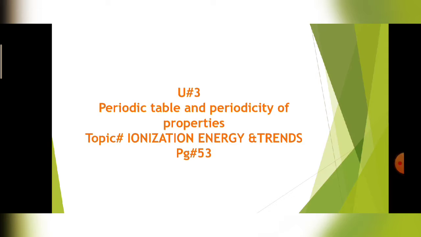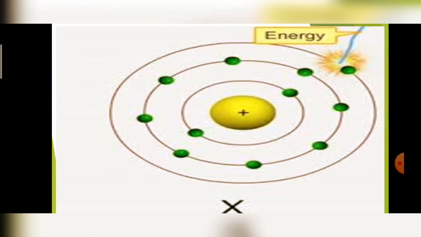Let's start our today's topic, ionization energy and trends. Previously we discussed the shielding effect and atomic size or radius, and we know that atomic size decreases along the period and increases along the group. The reason is that the number of shells remains the same in the period and effective nuclear charge increases, and in the group it's the opposite. The atomic size increases because of more shells and poor shielding effect.